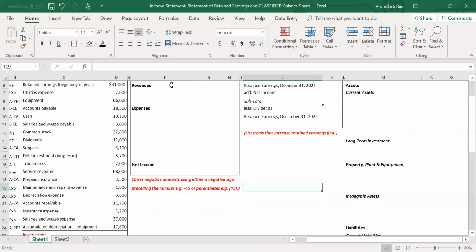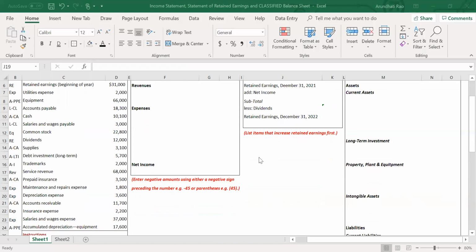And let me see over here. I've scrolled this up so we can see everything in one screen over here. So I have all my accounts. I know what they are. And I have my 3 financial statements ready over here.